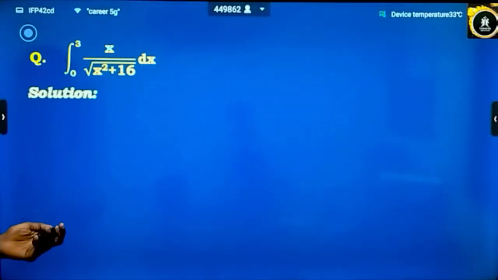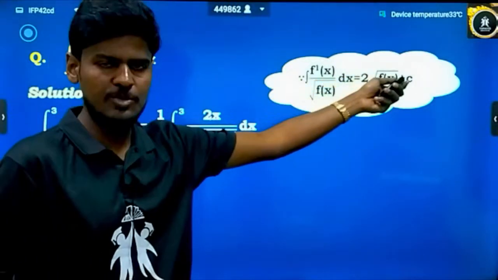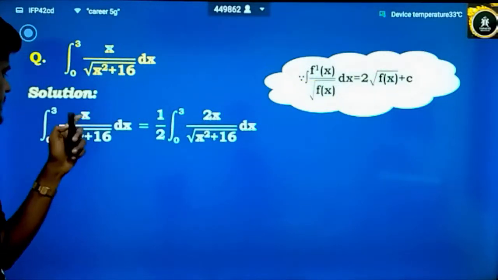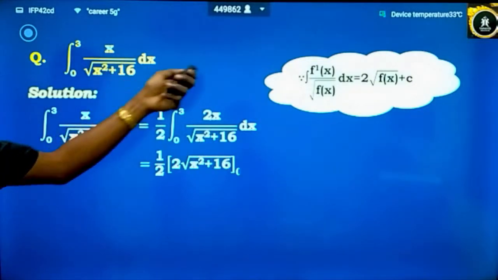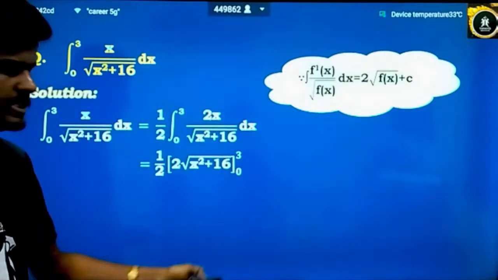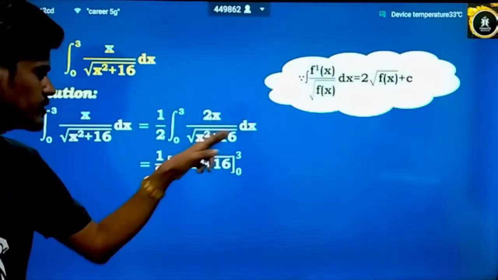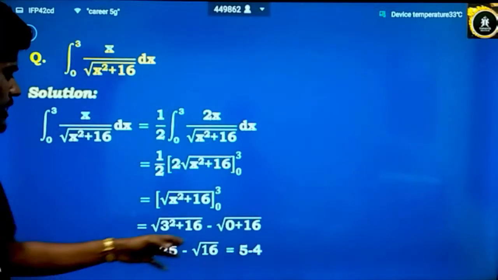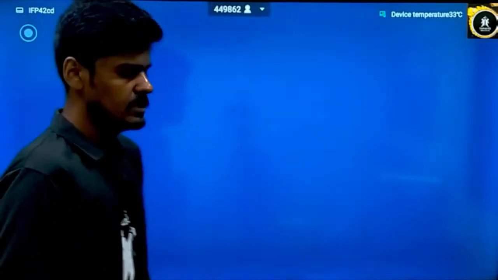Okay. Now we'll see the solution. Integral of f dash by root f: the formula is 2 root f of x, since the integral of dt by root t is 2 root t. So here we will have x by this value. That means when you substitute this term as t, we will have the form dt by root t. So this is nothing but 1 by 2 times 2 root x square plus 16. The limit is between 0 to 3. And here we are writing in terms of x itself, so we are not changing the limit. So the final answer is root 25 minus root 16, that is 1. Okay, next.